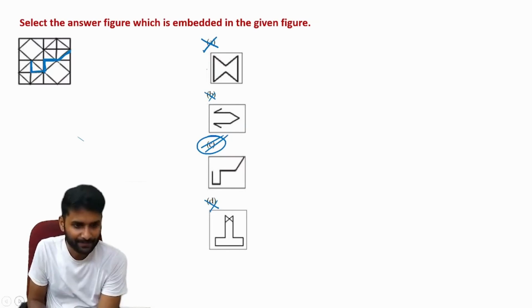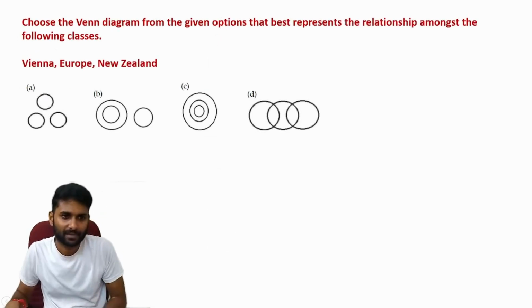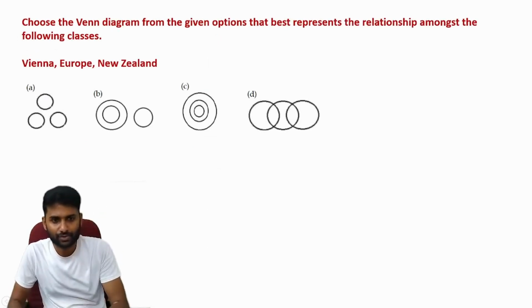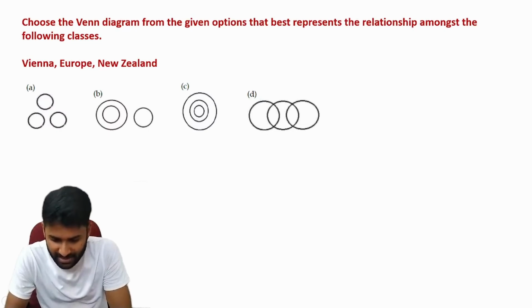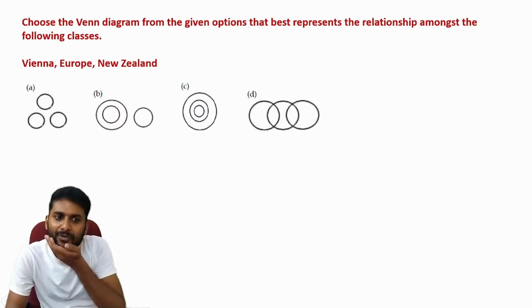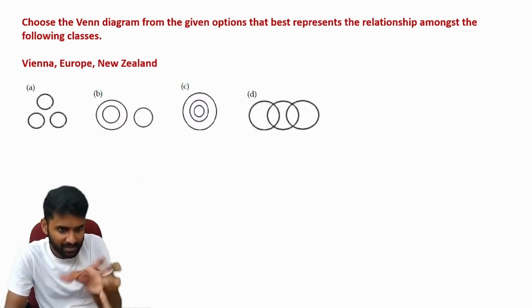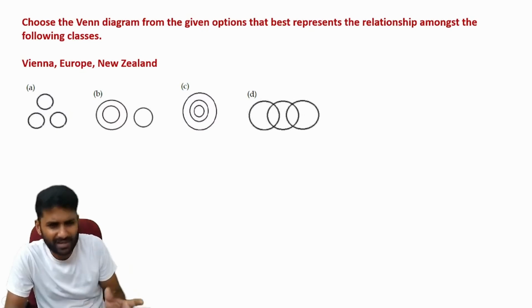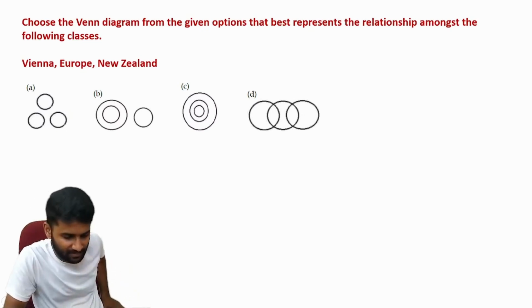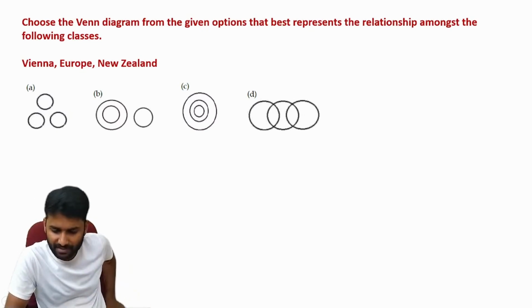Very good, Anubhav. So Vienna, Europe, and New Zealand. What is the relation among these three names? Vienna, Europe, and New Zealand. What is the relation among these three elements? Elements or names or country or continent, anything is fine. But you have to identify the relation.